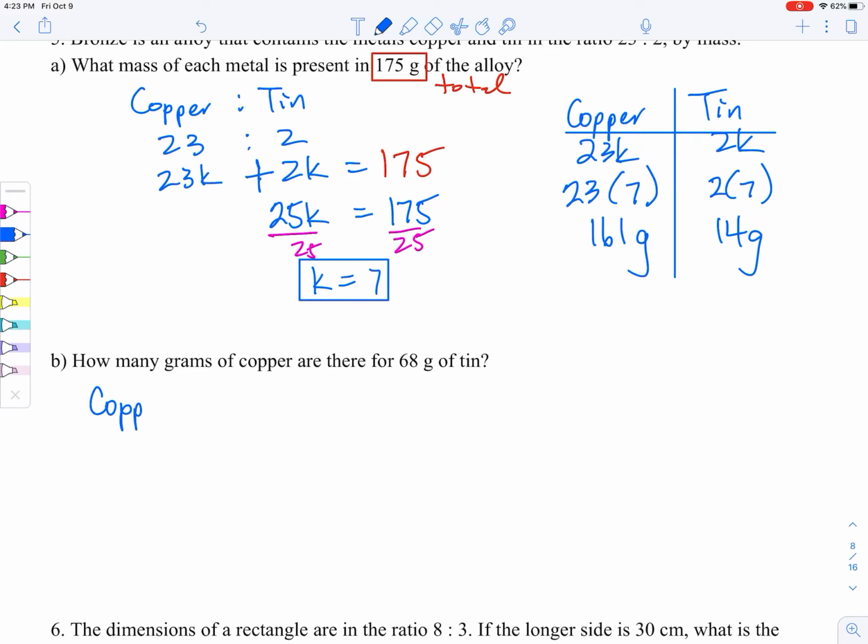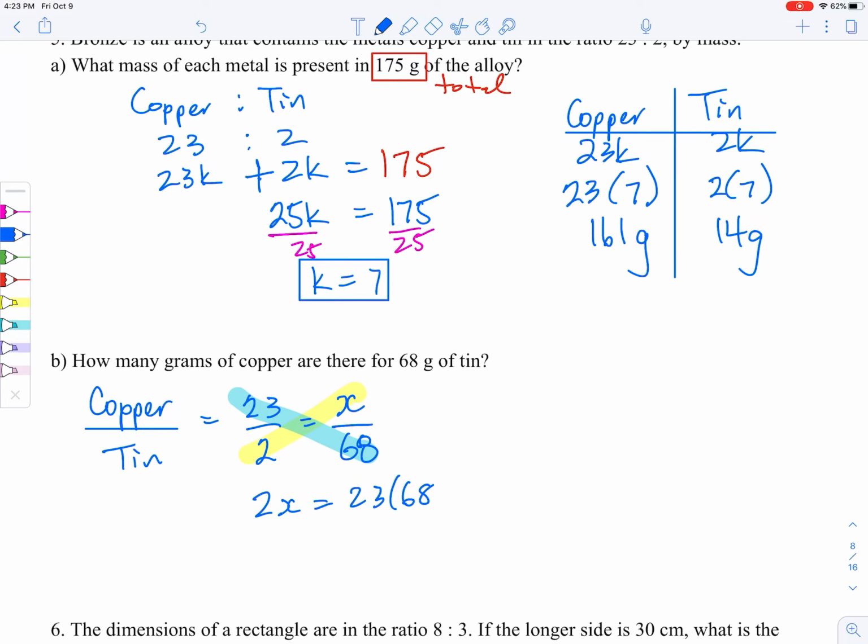So this time we're looking more like a ratio, so copper to tin normally is 23 to 2. They ask us how many grams of copper, so that's our unknown X, and tin, they told us, was 68. And we're back into a cross-multiplying situation where we get 2X equals 23 times 68, which happens to be 1564. We want X by itself, so divide both sides by 2. And our answer is 782 grams of copper.